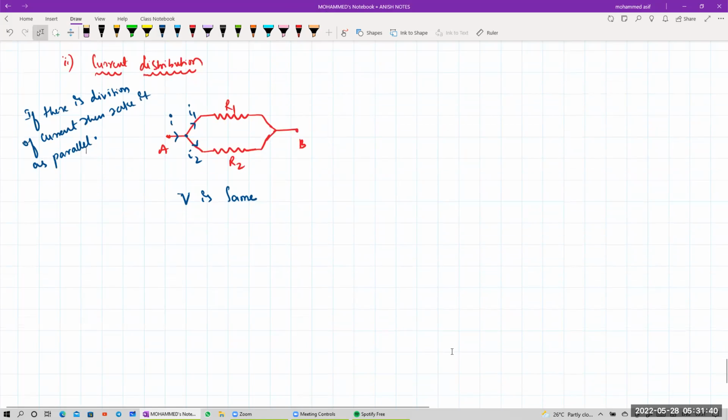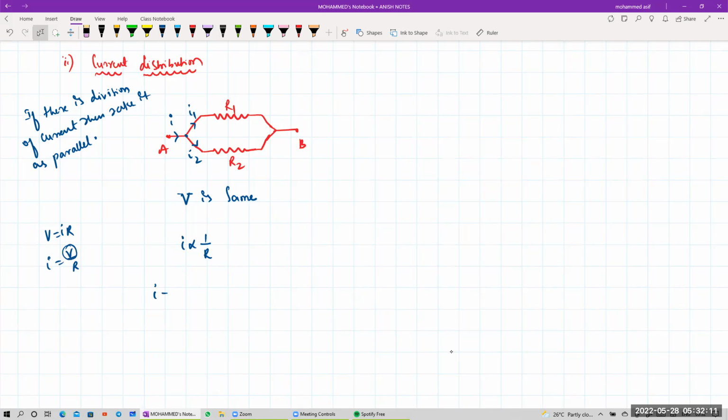Now from Ohm's law, we know the relation V is equal to I into R, and I is equal to V by R. If the potential is the same, how is the current related to resistance? Current is inversely proportional to resistance because the potential is constant. V is constant, so I is inversely proportional to the resistance. So at that time, whatever current you take, I1 will be equal to how much?